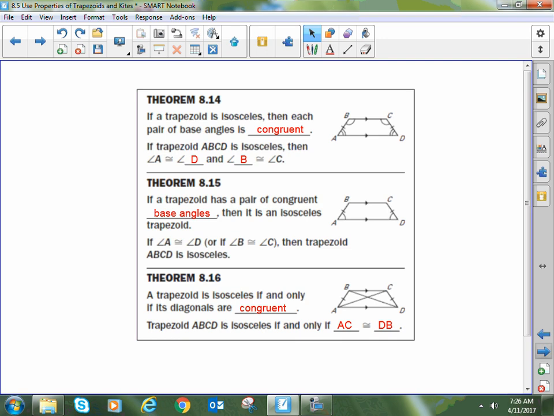So in the next one, the one in the middle, what that's telling you is that if I happen to have a trapezoid where I have a pair of base angles that are congruent to each other, in this case meaning A and D. If I tried to say A and B were congruent to each other, well, those wouldn't necessarily be base angles in this diagram, so we wouldn't want to go that route. But if I gave you angle A and angle D congruent to each other, or I gave you angle B and angle C congruent to each other, then you could say, oh, I have an isosceles trapezoid.